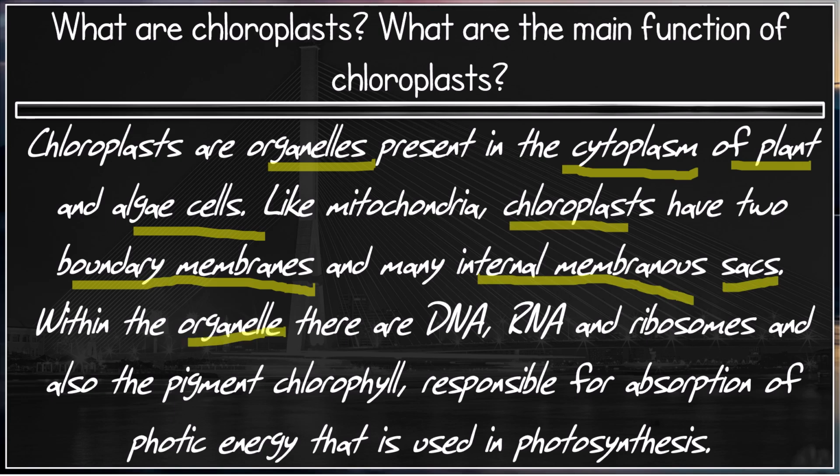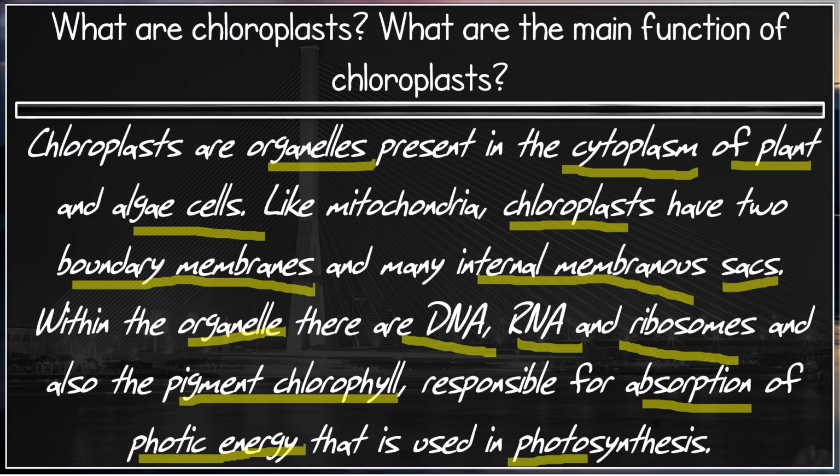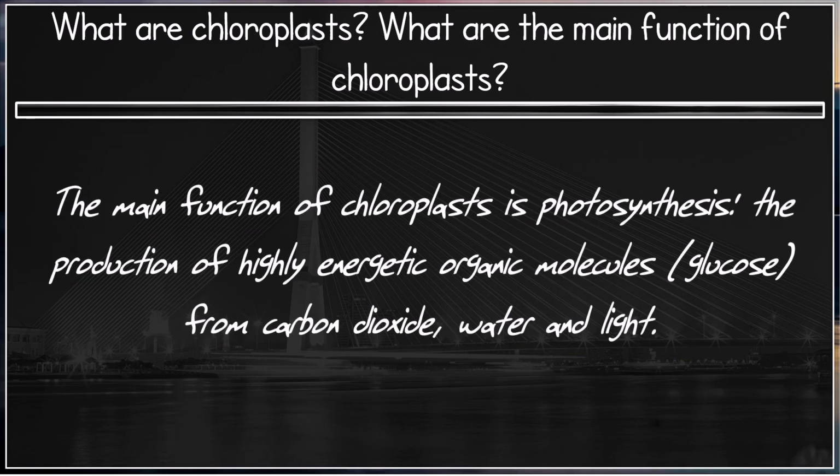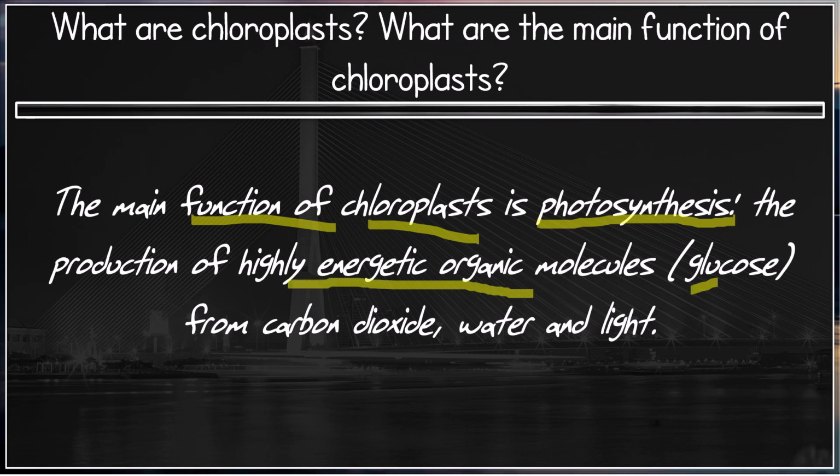Within the organelle, there are DNA, RNA, and ribosomes, and also the pigment chlorophyll, responsible for the absorption of the photonic energy that is used in photosynthesis. The main function of the chloroplast is photosynthesis, the production of a highly energetic organic molecule, glucose, from carbon dioxide, water, and light.